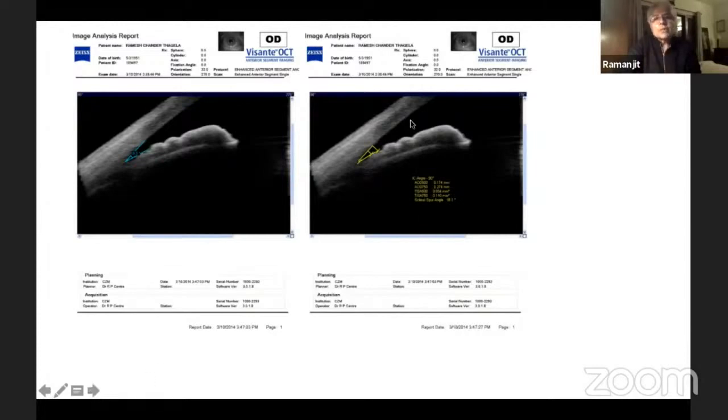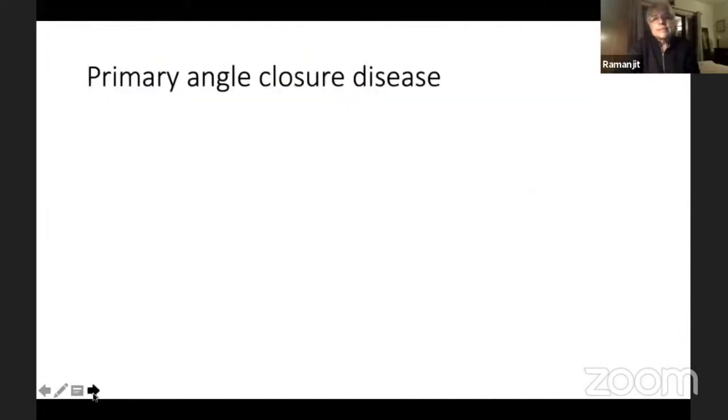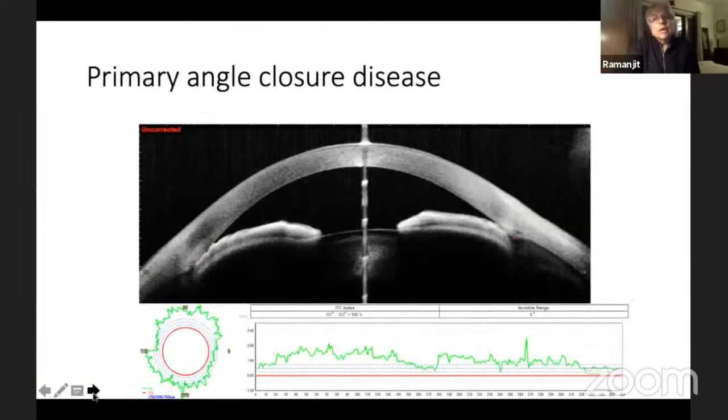These are not so much of clinical significance. This is really, the angulation is of clinical significance. Anything less than 20 degrees is likely to be occludable or closed. So in primary angle closure disease, you can see that the scleral spur is here. This is the red dot, which is showing us the scleral spur. And you can see how much iridotrabecular contact there is.